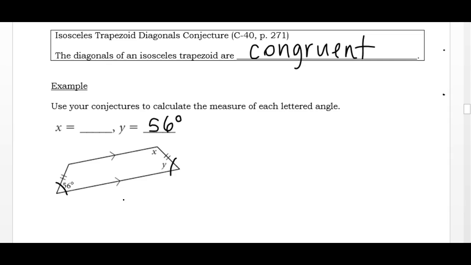The second conjecture I wrote down told me that consecutive angles will always add up to 180 degrees. So since I have 56 in this corner, if I do 180 minus 56, I'll get the answer for X. That'd be 124.